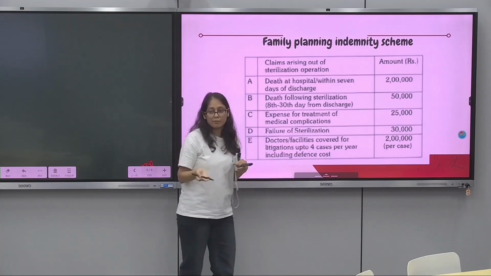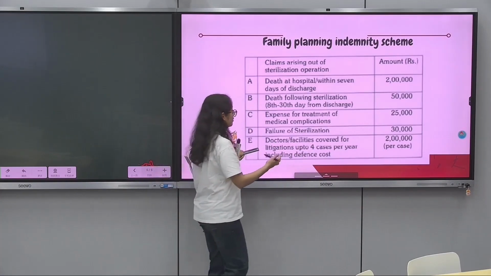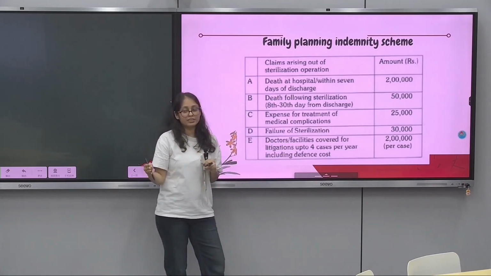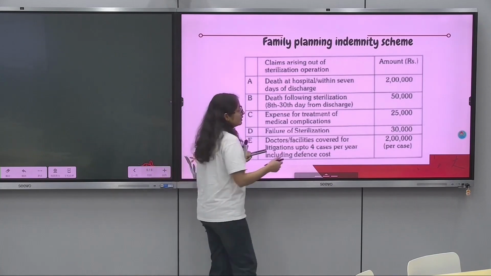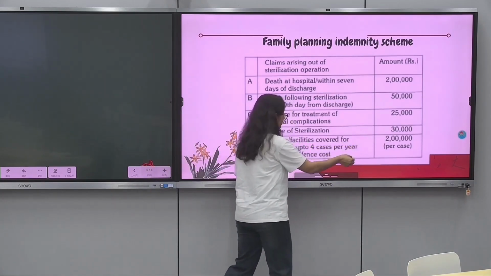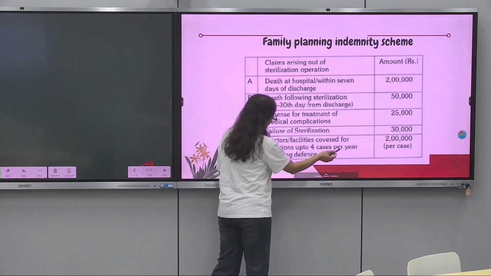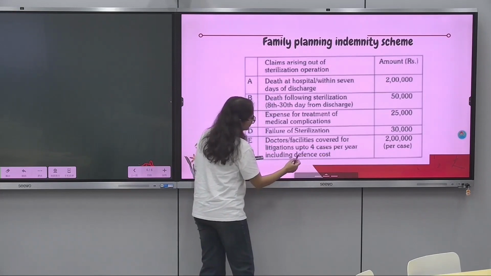Next is expense for the treatment of medical complications. If they get some kind of complication at the time of the procedure, they will be provided a certain amount of money. And for failure of sterilization, if someone gets pregnant even after a vasectomy or tubectomy, they will be provided 30,000 rupees.